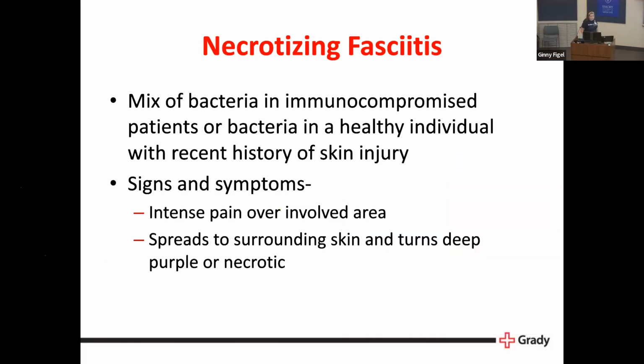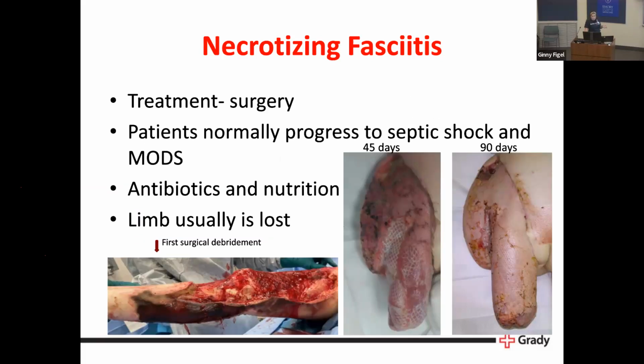All right, so signs and symptoms of necrotizing fasciitis, they're going to have intense pain over the involved area. It's going to spread to the surrounding skin. It's going to turn deep purple or necrotic, like you can see on her leg there. Okay.